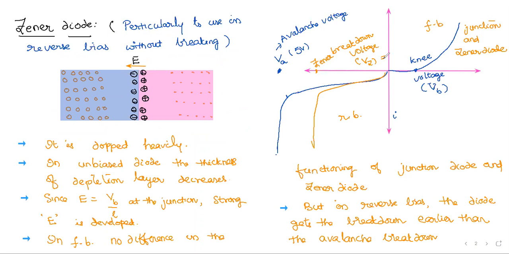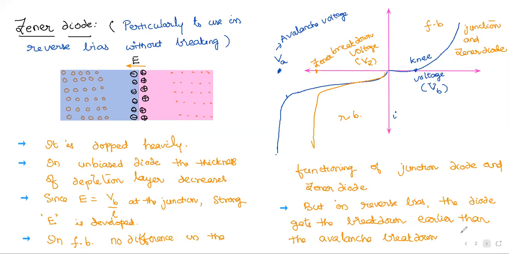Suppose that VZ, by changing the doping concentration, is set to 230 volts, where the avalanche breakdown for the same diode may be like some 240 volts. The Zener breakdown happens a bit early, so the diode won't break. And at that 230 volts, all Indian appliances will work. That's why you connect your appliance across this in parallel.